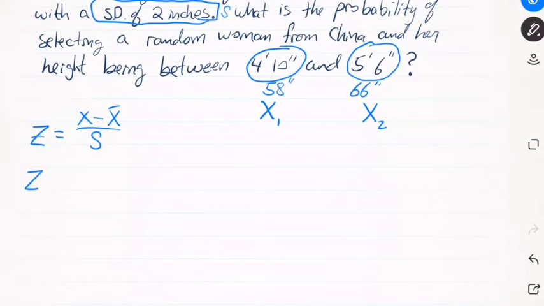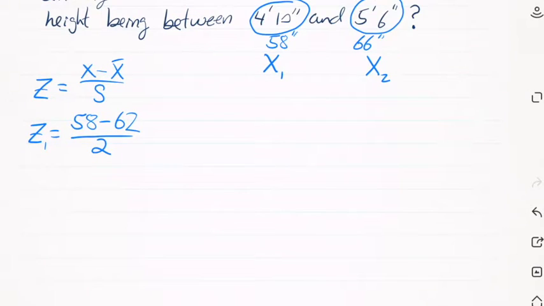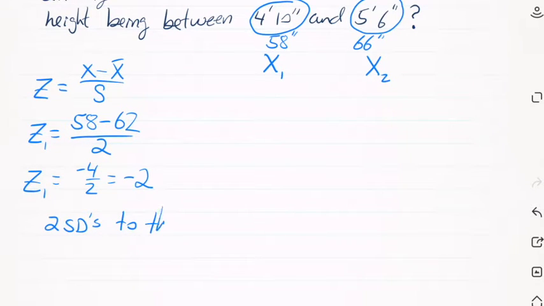So the first one I'm going to call z1, and x1 is equal to 58. The mean is 62, and the standard deviation is 2. And then simplify. So z1 is going to equal 58 minus 62, which is -4, over 2, better known as -2, which makes it 2 standard deviations to the left of the mean.